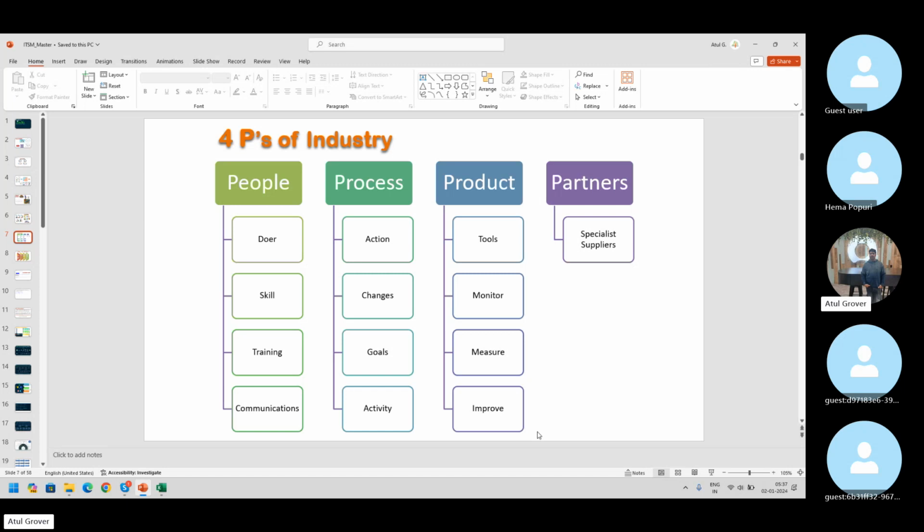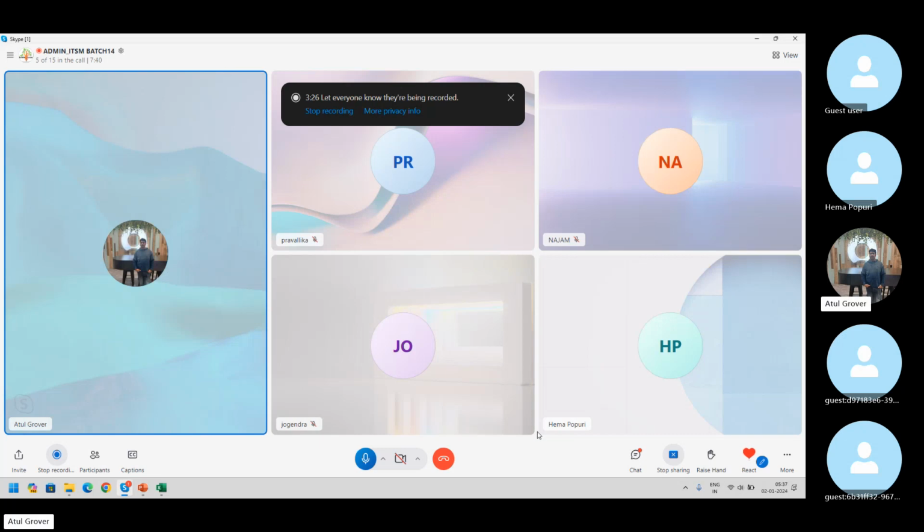Now, second thing, to do any work, we have a process. I'm intentionally changing the screens. Otherwise, you will keep watching or thinking about the screen only. Don't think, listen to me. Second thing is a process. If I say, okay, Hema, do you know how to make a cup of tea? Atul, come on. Take water, put on the gas, put tea leaves, put sugar, put milk, boil it, put it in the cup and drink it. What is this? This is a process. Everything has a process.